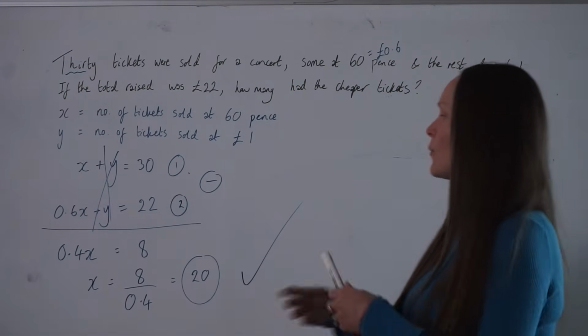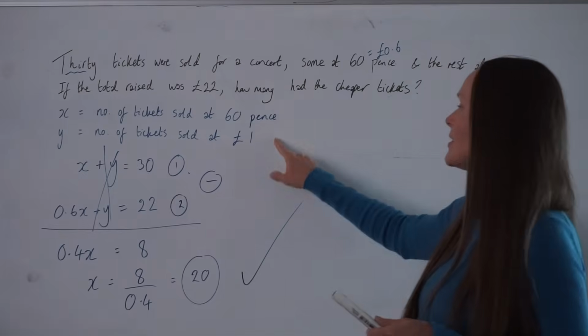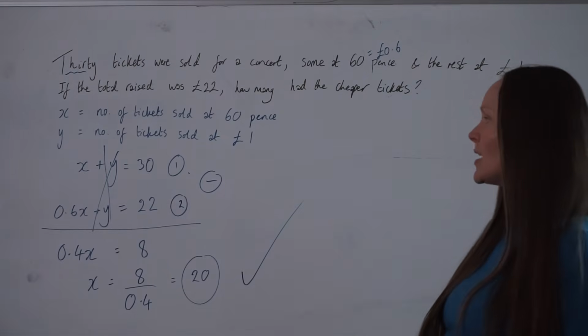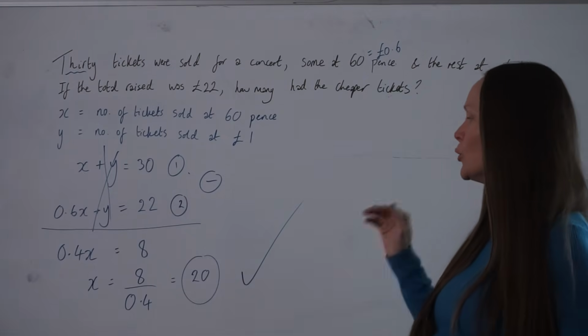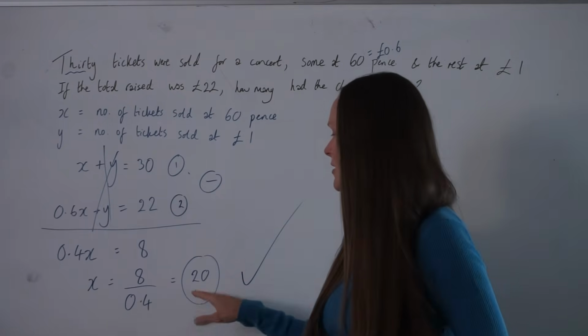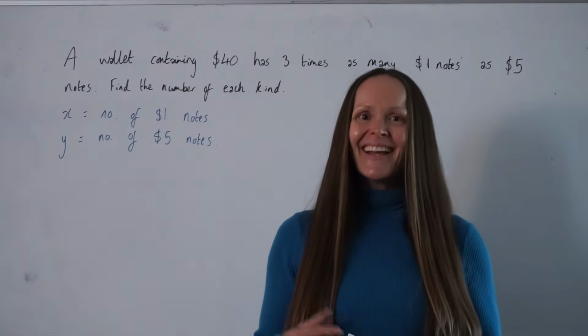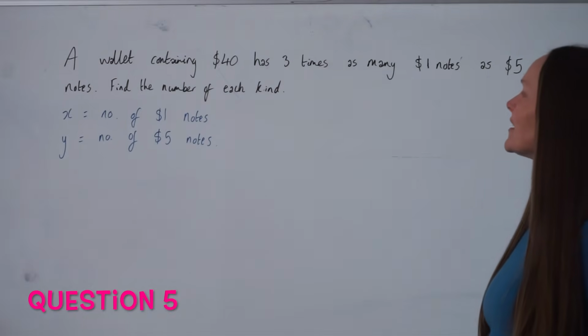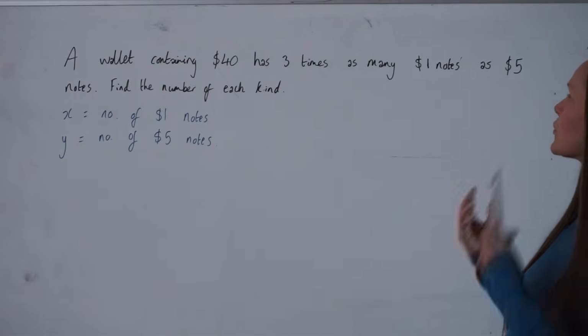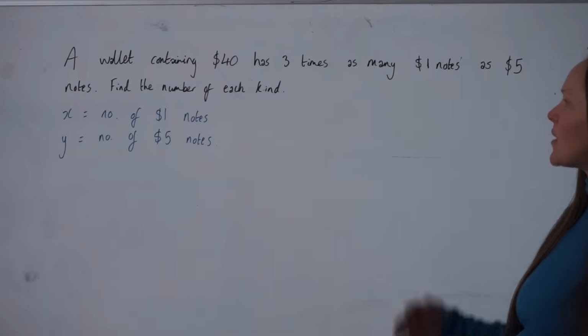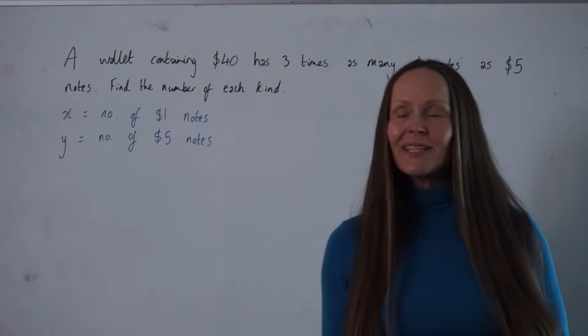If we happen to have worked out y here, we would then have substituted back into the equation to work out x. You must find the value of x to answer this question. In this question, it says a wallet containing $40 has 3 times as many $1 notes as $5 notes. Find the number of each kind.